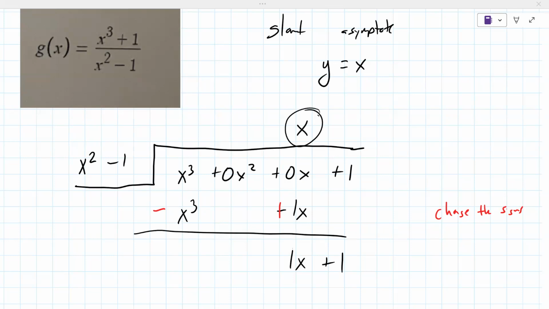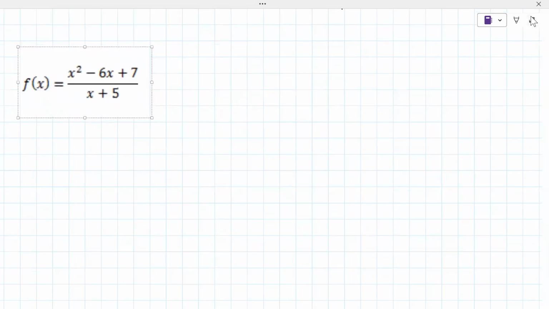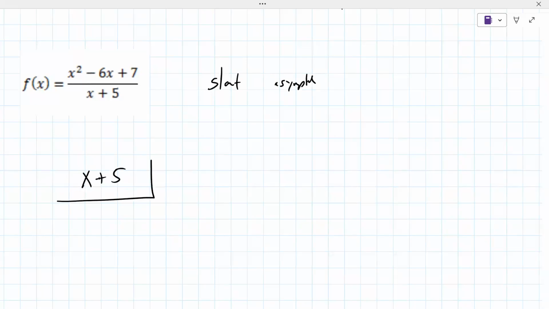All right. So let's do... Oh, that one's not good. Okay. Let's try this one. All right. So it's just like the previous problem. It would say, determine the slant asymptote. You put x plus 5 outside the house and x squared minus 6x plus 7 inside the house.